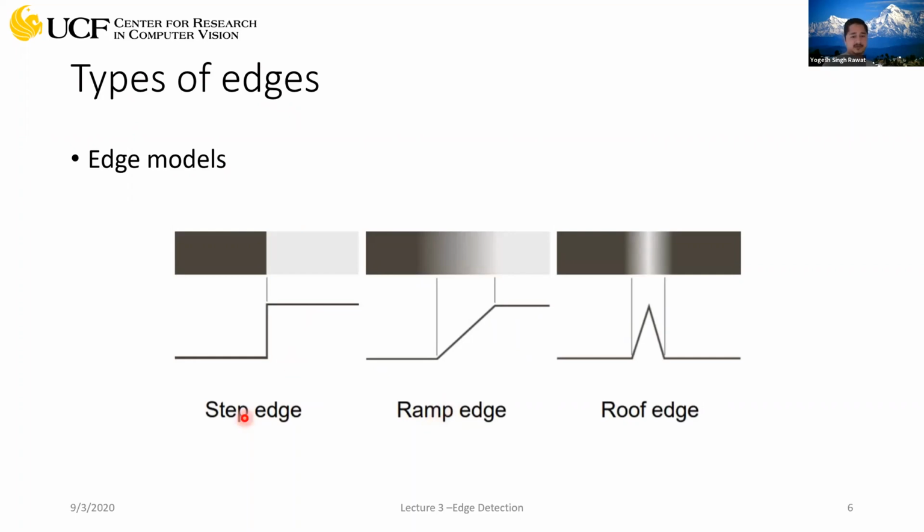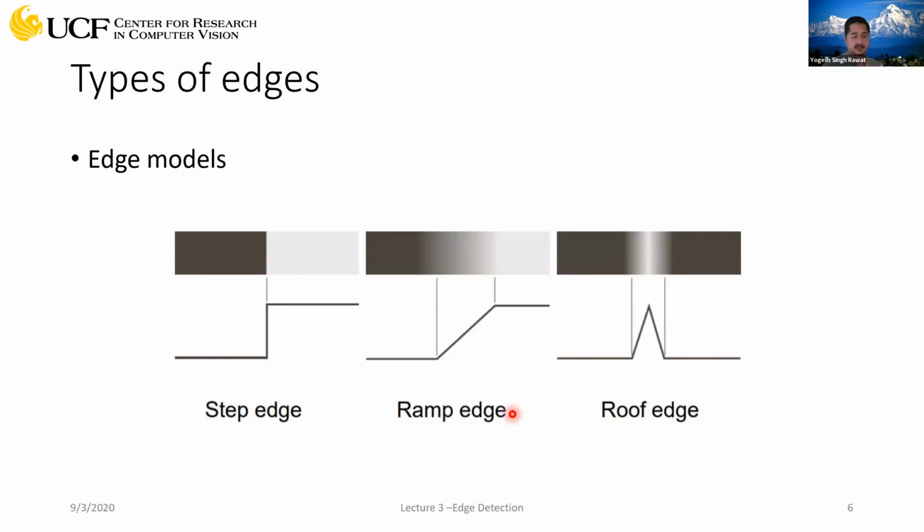Now we have step edge, ramp edge, and roof edge. Step edge is when the intensity of the neighboring pixels changes drastically. In this case, it was completely black, and all of a sudden it turns white. So there is a sudden change. We call that a step edge.